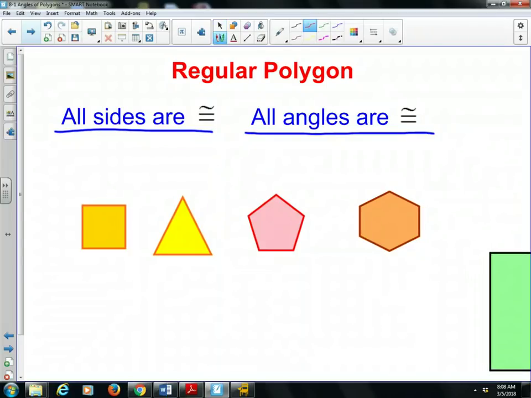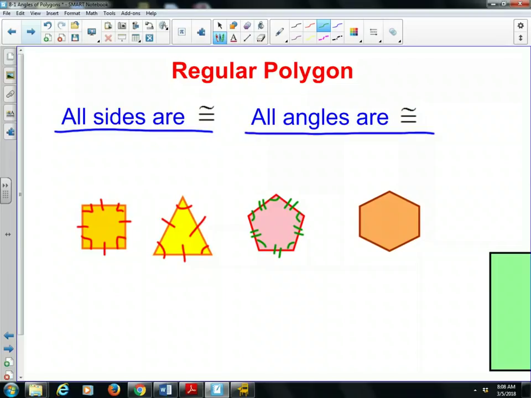All of the sides are congruent. All of the angles are congruent. So in all of these, if you want to put a tick mark on all of the sides and an arc at all the angles, the sides will all be the exact same length, and all the angles will be the exact same degree measure. Okay, so that's a regular polygon.